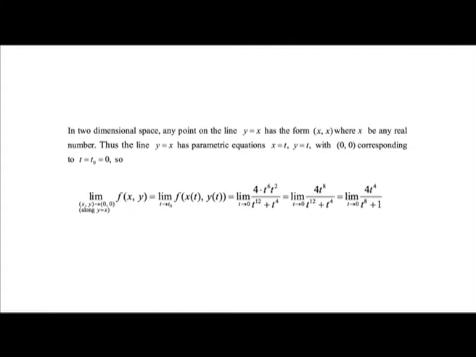In two-dimensional space, any point on the y axis has the form (x, y) where x = 0. That is, a point on the y axis has the form (0, y). This suggests that the y axis has parametric equations x = 0 and y = t, with (0, 0) corresponding to t0 = 0.